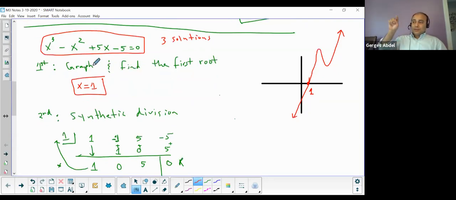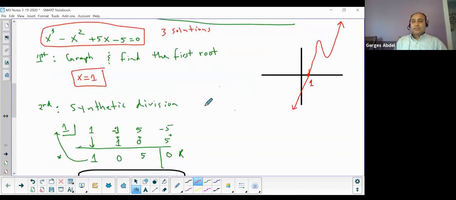You can always go to Desmos and your web page, whatever you got. And all right, there is Beyonce here. Welcome, Beyonce. You can go to Desmos and graph it and find the x-intercept.